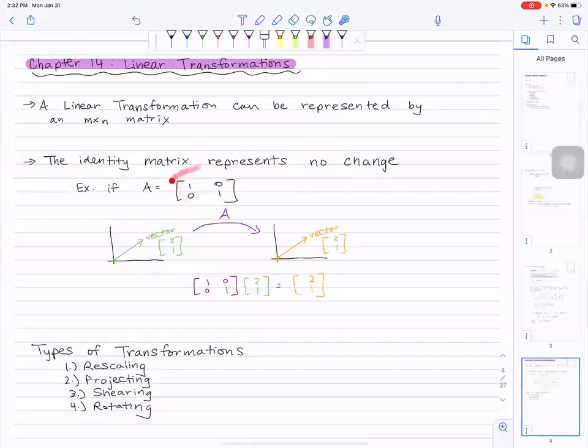If you just have the identity matrix, like [1, 0; 0, 1], and you have a vector (2, 1), this matrix A will transform the vector (2, 1) to the same exact vector. How do we know that? Because we usually do A times this vector to get what the new vector will be. This is the most basic matrix, the identity matrix, and it doesn't do any transformations. It stays the same.